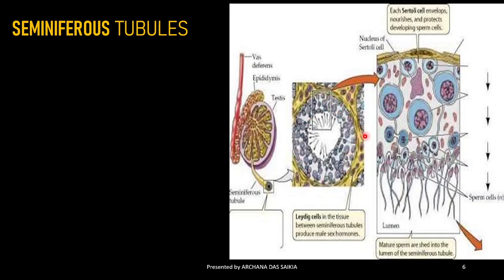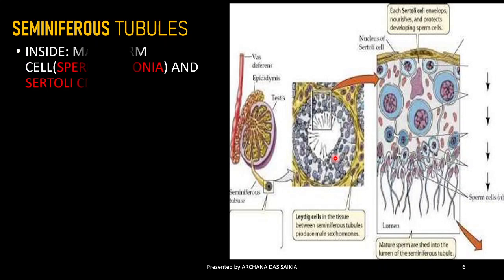The yellow part is the intercellular space, the space in between the seminiferous tubules. This space contains a specialized cell called the Leydig cell. The seminiferous tubules contain mainly 2 types of cells, the male germ cell and the Sertoli cell. So inside the seminiferous tubule you have the spermatogonia, that is the male germ cells, and Sertoli cells, 2 types.